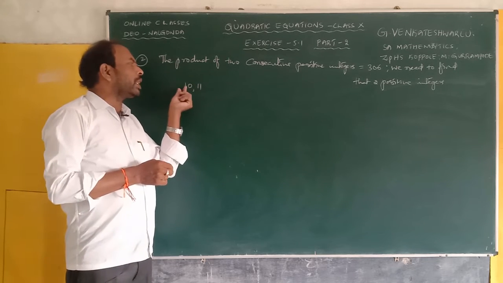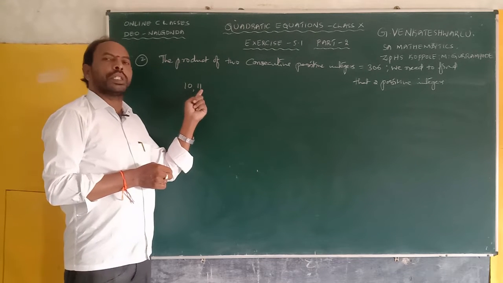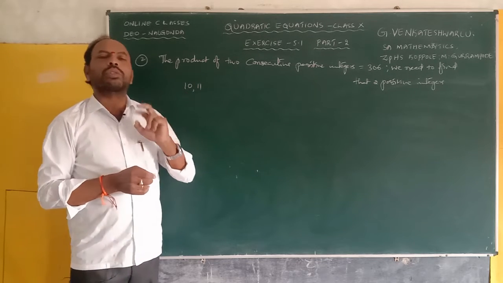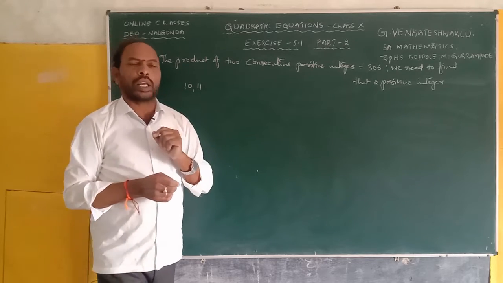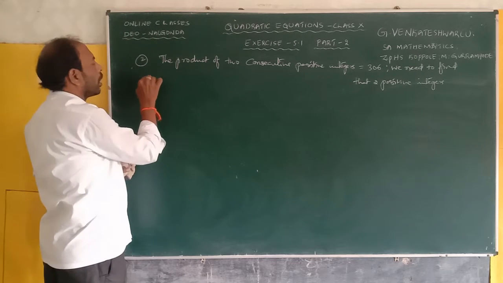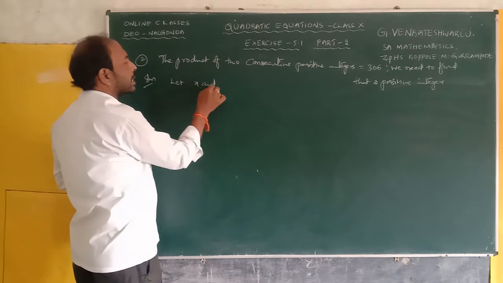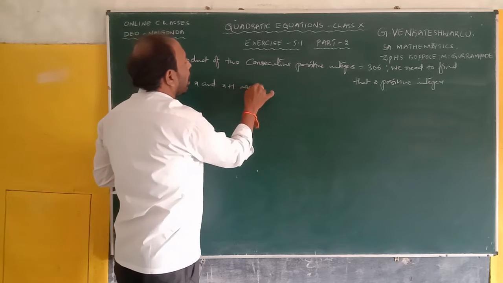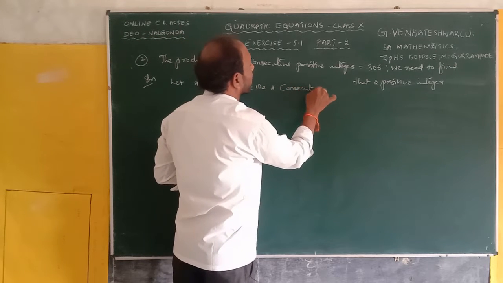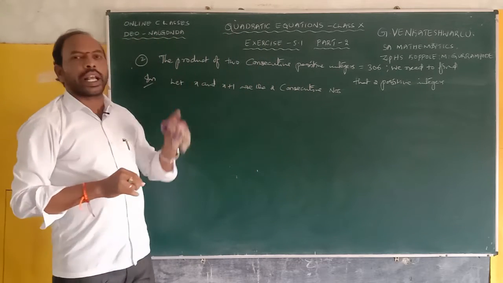What is the difference between these two numbers? 1 is the difference between these two numbers. Here there is a smallest and a biggest number, so 1 should be added to the smallest, then it becomes a consecutive number. Consecutive numbers should have a difference of 1. So let x and x plus 1 be the two consecutive positive integers. These two are the consecutive numbers, x and x plus 1.